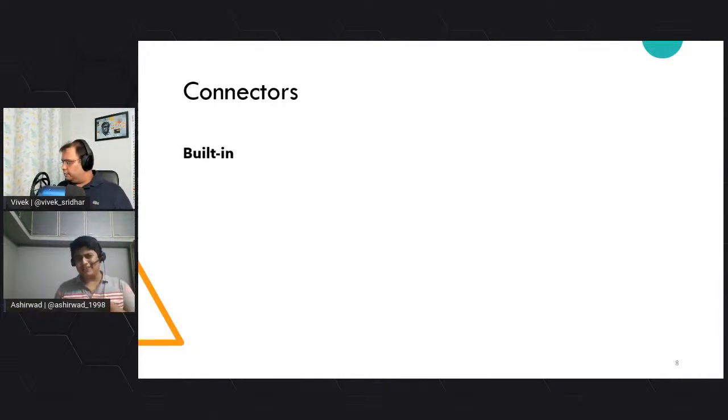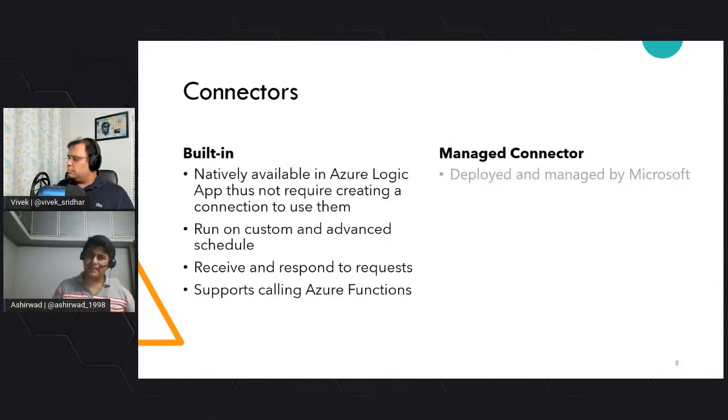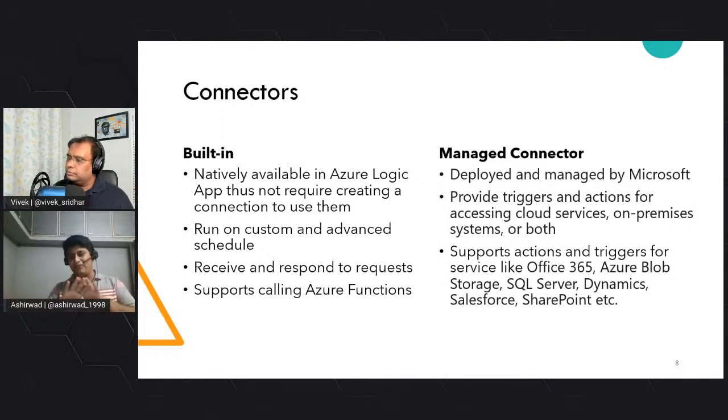There are two types of connectors. There are built-in connectors and there are managed connectors. I'm not going to give you a very deep understanding of it, but consider that built-in connectors don't need a connection to be created to connect with a particular service, because these are native. They can natively run in the Logic App runtime. Some examples are calling an Azure function activity, or some of the data operations like parsing JSON. Managed connectors are developed and managed by Microsoft, and basically these are for all the third-party services as well as some of the services of Microsoft, like Office 365, SharePoint, Salesforce, Dynamics 365, Outlook 365.